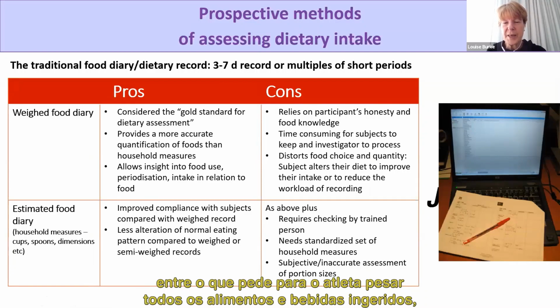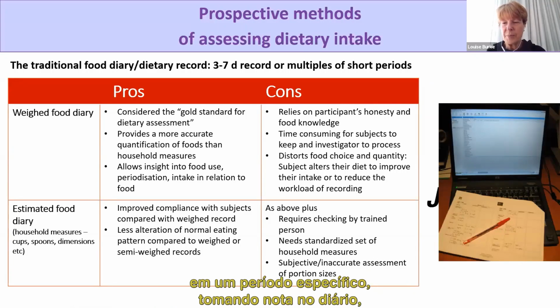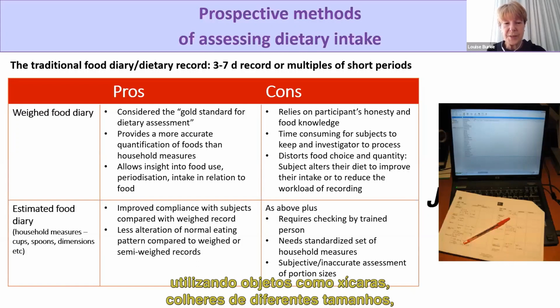which ask the athlete to weigh everything that they eat and drink over a period of time and note it on their record, or those which ask athletes just to estimate their food intake. And they're often given things like cups and spoons and different kinds of dimension guides so they can describe their food intake in terms of household measures.